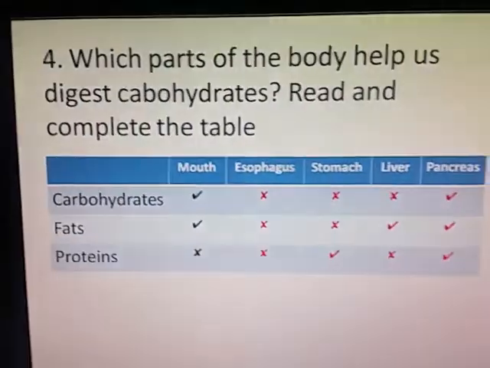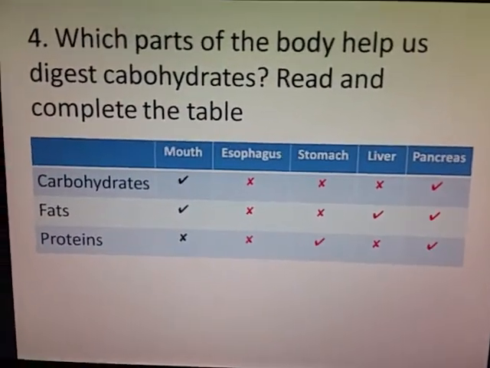Should look like that. Complete it, please, and let's move on.